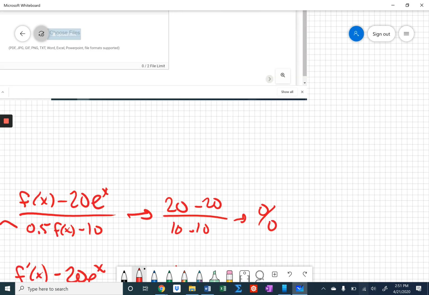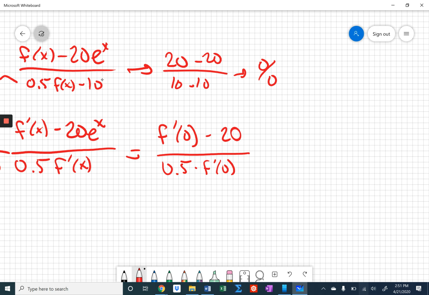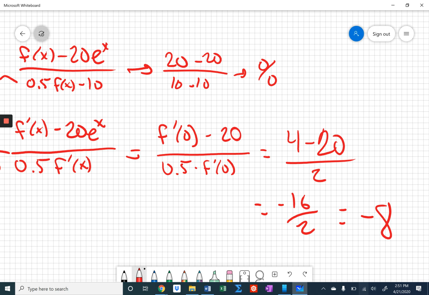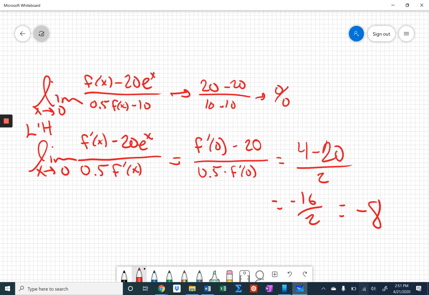Sorry, this is a little bit slow. I should have looked it up ahead of time. But it's 4 minus 20 over half of 4, which is 2. So it's negative 16 over 2. Again, you don't have to do any simplifying. You can stop at any point. I believe it's a 2-point question: 1 point for doing L'Hopital's rule and 1 point for the answer. It's not a hard question, ladies and gentlemen. You could have done this. I know you could have done this.